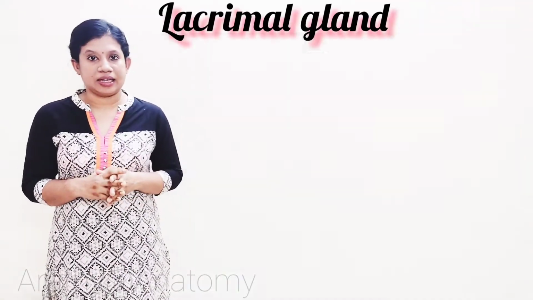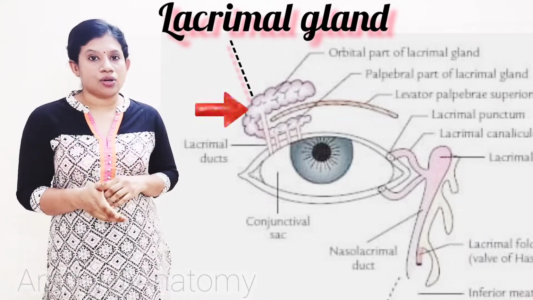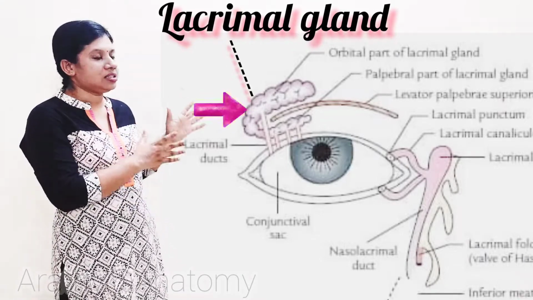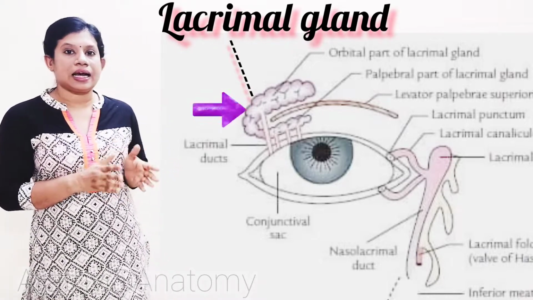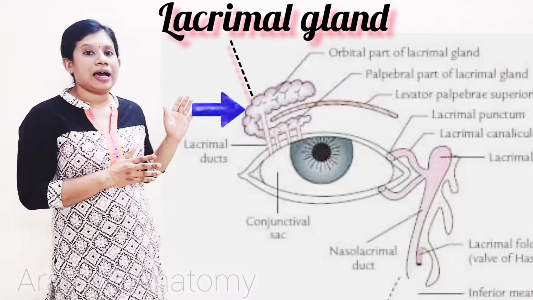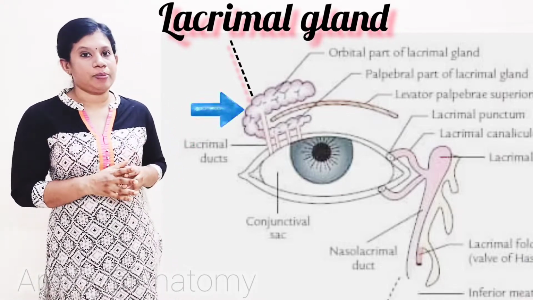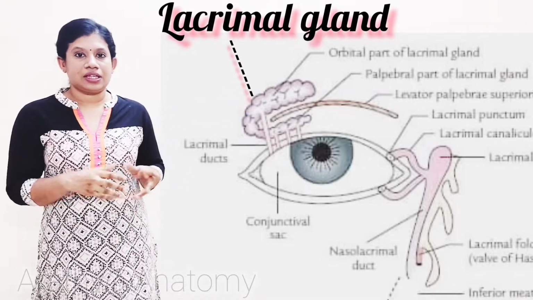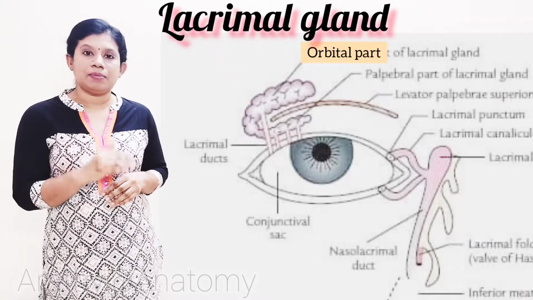Moving on to the first part, the lacrimal gland. The lacrimal gland is a serous type of gland. It is an exocrine gland, which means it consists of ducts. Its location is mainly in the lacrimal fossa, which is present on the anterolateral aspect of the roof of the bony orbit and partly on the upper eyelid. It mainly consists of two parts, an orbital part and a palpebral part.